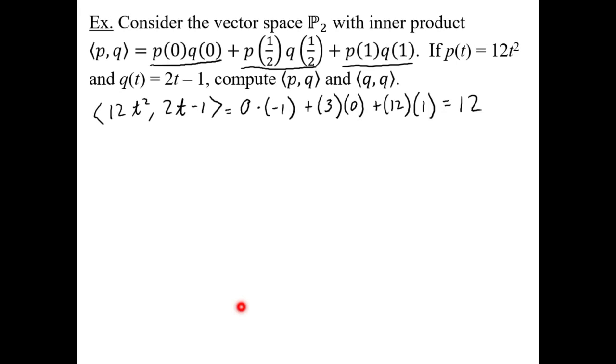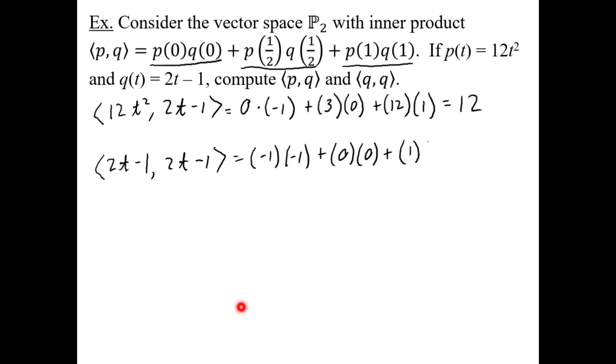And if I wanted to find the inner product between q and q, so 2t minus 1 with 2t minus 1, once again, let's evaluate at 0. That would be -1 times -1. Let's evaluate at 1/2, which would be 0 times 0. And let's evaluate at 1. That would be 1 times 1. Multiply them all, add them together, and we get an answer of 2. We're going to look more closely at that when you take a vector and dot it with itself, or take the inner product of a vector and itself, in just a couple minutes.